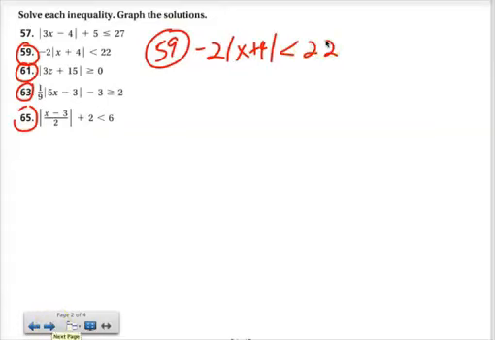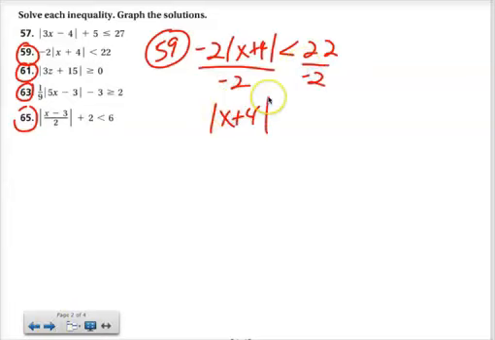All right, so first step with this one would be to divide both sides by -2. That doesn't look much like a 4 up there. I'm going to fix that before I go too much farther. There we are. And when you multiply or divide by a negative, you have to flip the sign.